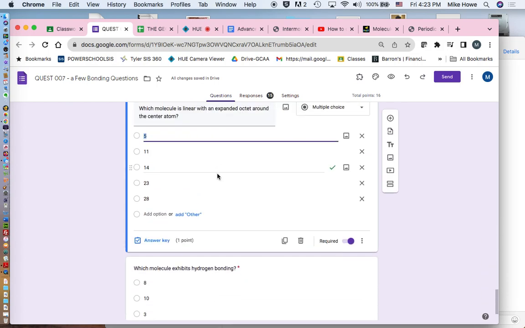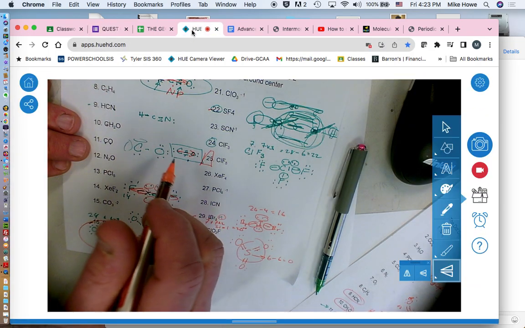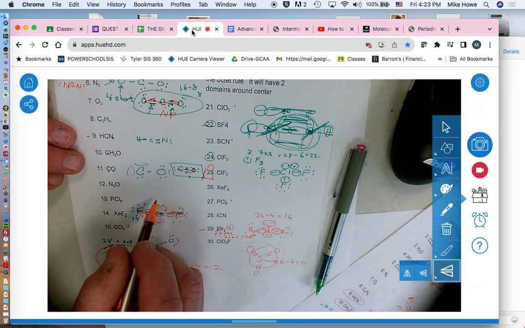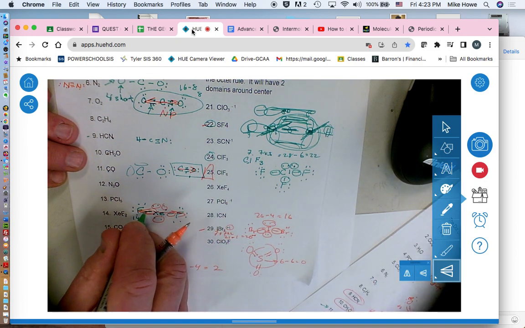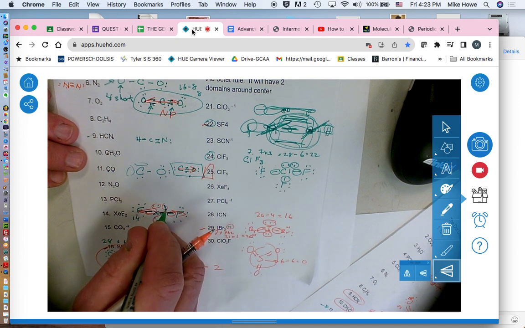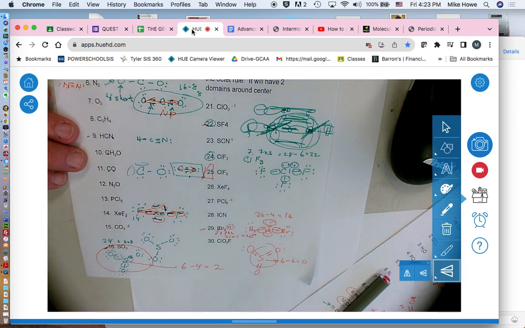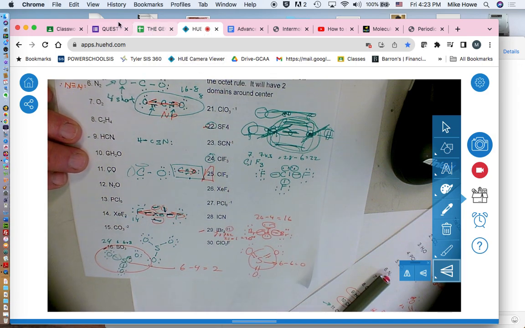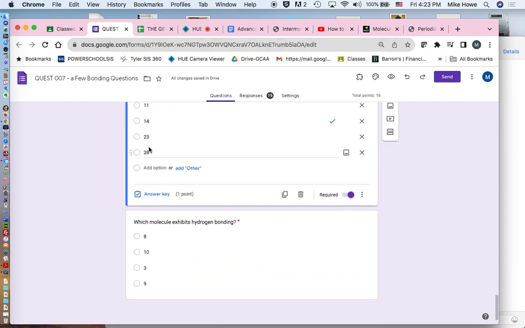Linear with an expanded octet. So you draw the dot diagrams again. I've drawn that one for you. It is linear with an expanded octet would be the XeF2, because there are 1, 2, 3, 4, 5 domains around the center, which means there's 10 electrons, and that's more than 8. And it's linear. Okay, the hydrogen bonding, 8, 10, 3, and 9.